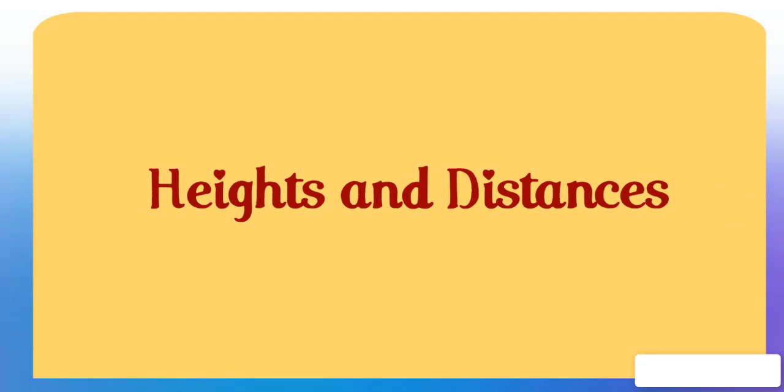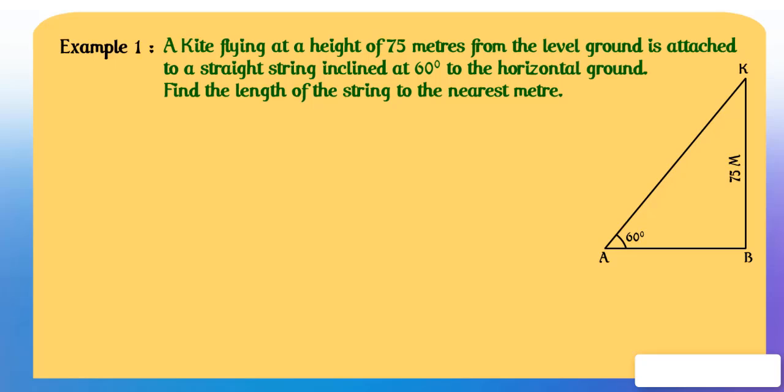Heights and distances. A kite flying at a height of 75 meters from the level ground is attached to a straight string inclined at 60 degrees to the horizontal ground. Find the length of the string to the nearest meter.